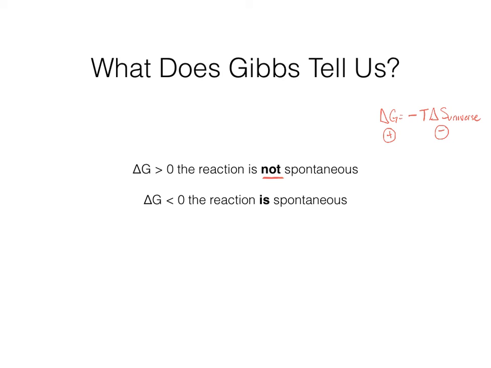So if delta G is less than 0, then the reaction is spontaneous. So if our delta G is negative, that means for this side of the equation to be negative, the delta S of the universe has to be positive, because a negative times a positive is a negative. And a positive delta S of the universe is spontaneous.